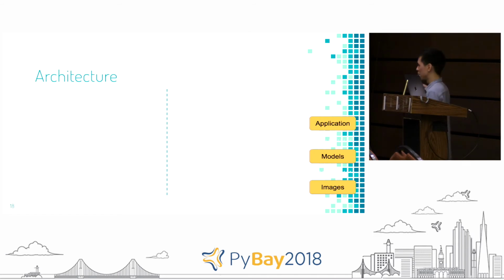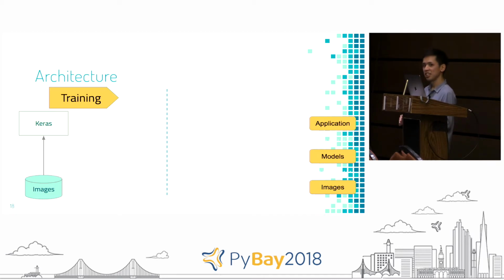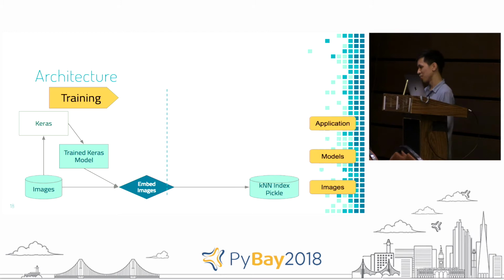So just to go over really quickly everything I talked about again. First thing, we want to start with training, and we're going to use Keras. And to train with Keras, we're going to get all of our own images and train that Siamese network. In the end, we're going to have this trained Keras model. We're going to use this model to embed all of our images and get those latent embeddings.